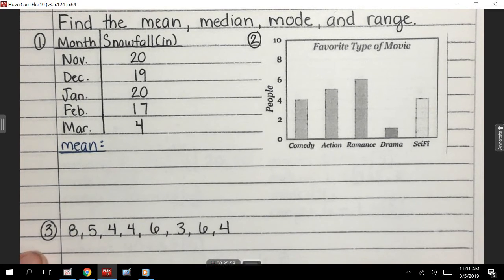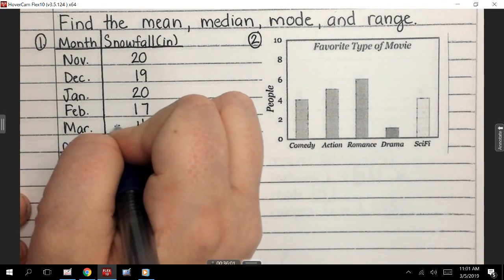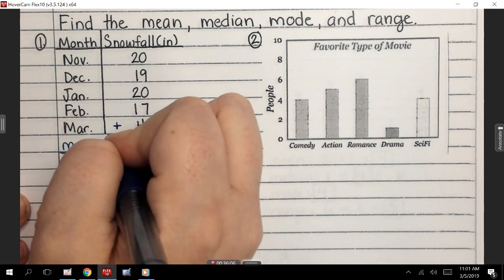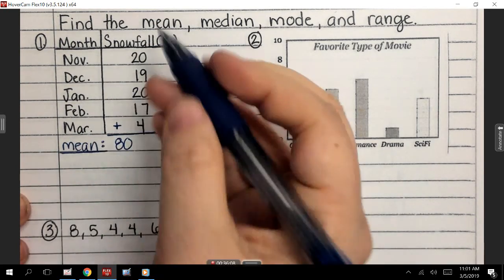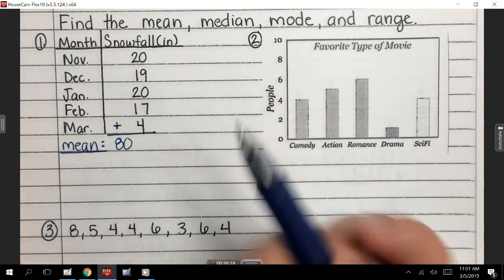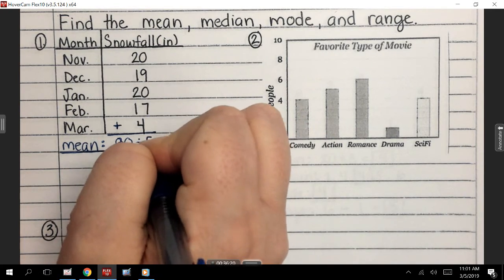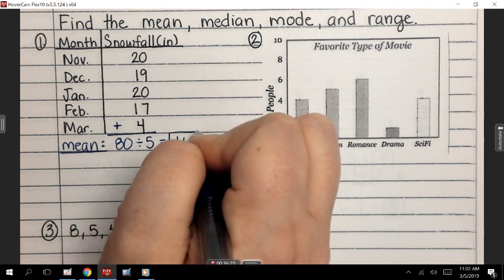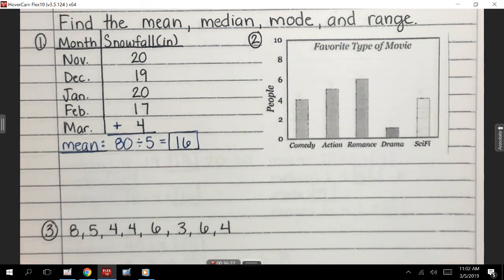To find the mean, we've got to add them all up. That was part of our definition. When I add them, I get 80. And then it says divide by the number of numbers. So what am I going to divide by here? Carlos? How many numbers are there? 5. 1, 2, 3, 4, 5. So I'm going to divide by 5. 80 divided by 5 gives me 16. So that's my mean.